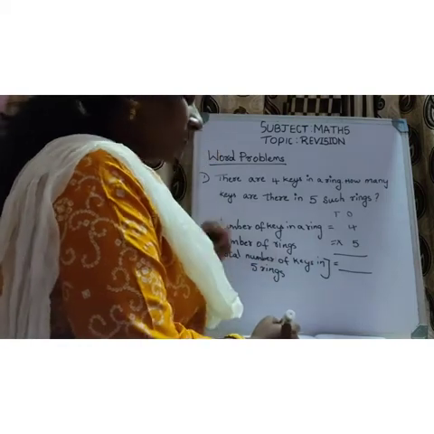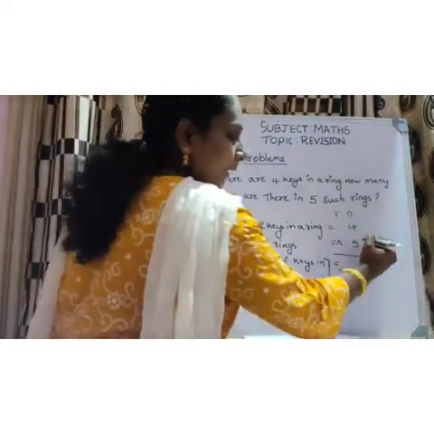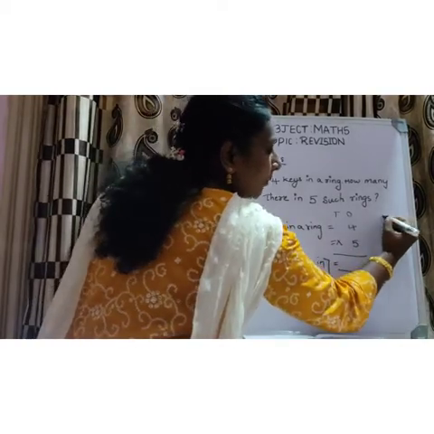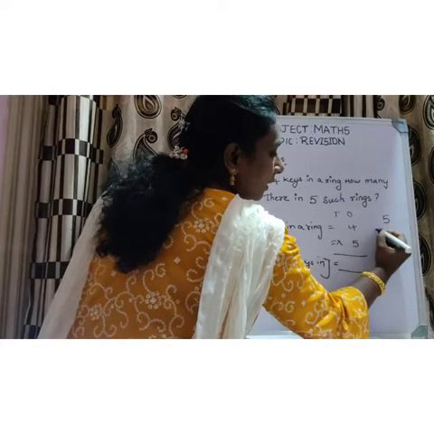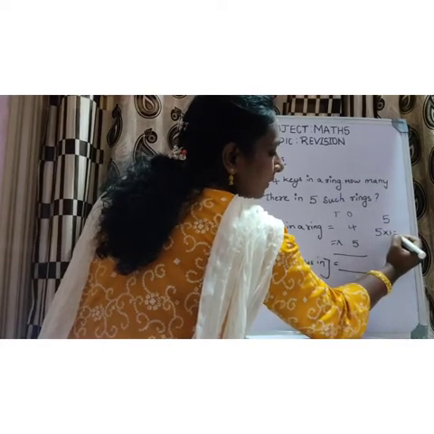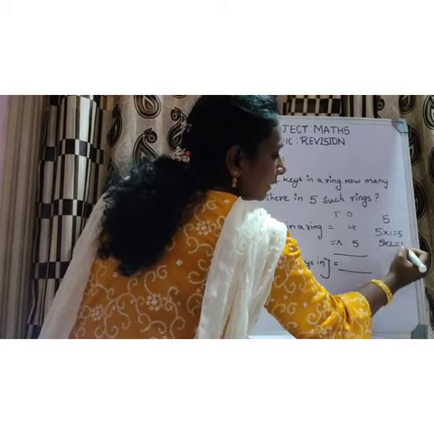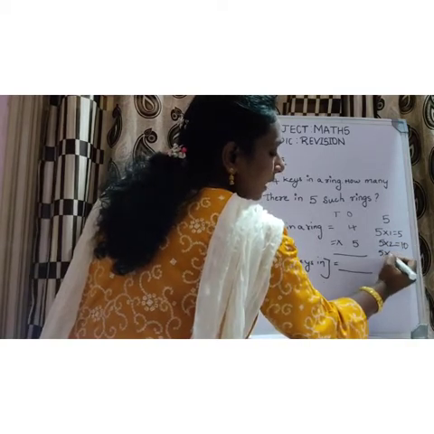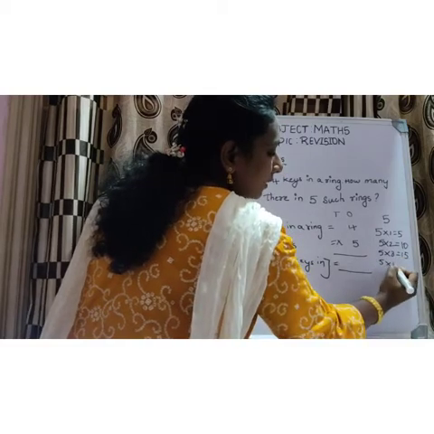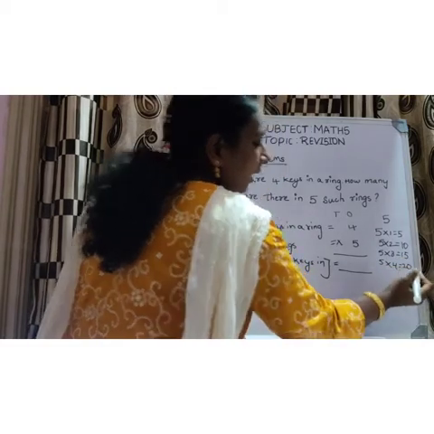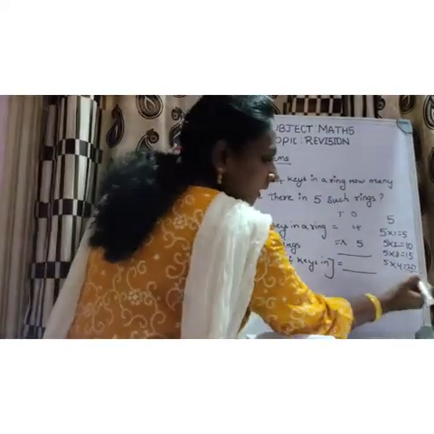Now which table should I write, children? I should write the table of 5, till which number? Till 4. So table of 5: 5 ones are 5, 5 twos are 10, 5 threes are 15, 5 fours are 20. So 5 fours are how much, children? 20.